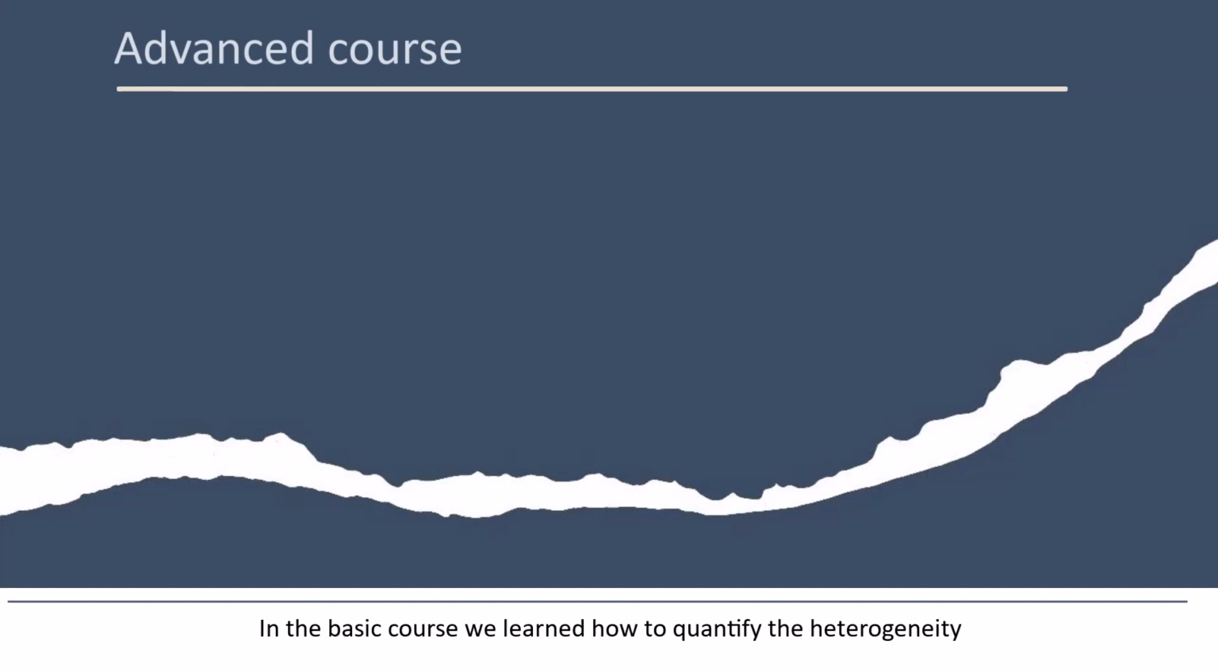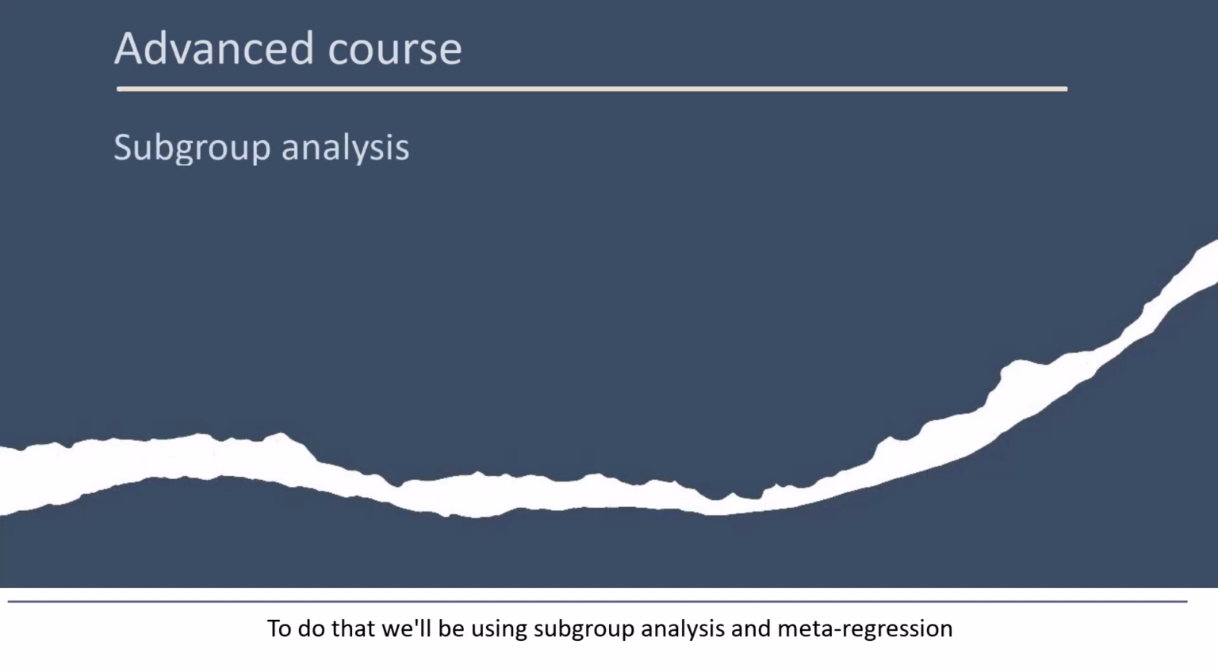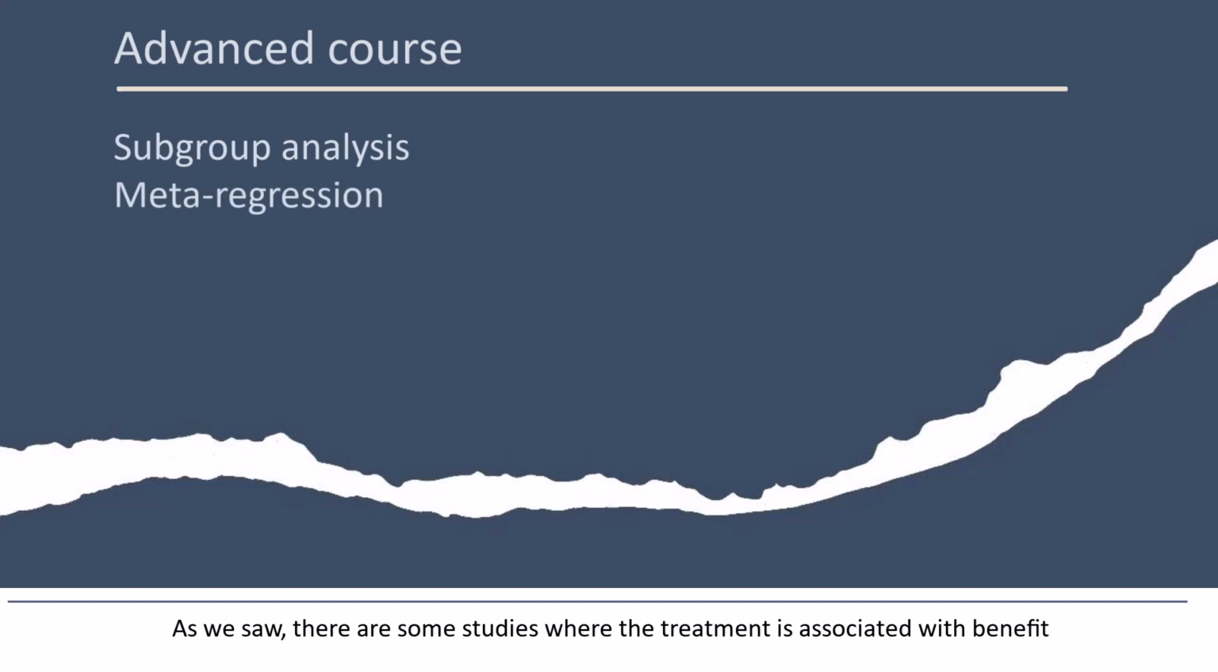In the basic course, we learned how to quantify the heterogeneity. In the advanced course, we'll learn how to explore the reasons for the heterogeneity. To do that, we'll be using subgroup analysis and meta-regression. As we saw, there are some studies where the treatment is associated with benefit and others where it's associated with harm. In the advanced course, we will revisit this analysis and try to understand what factors are associated with this difference.